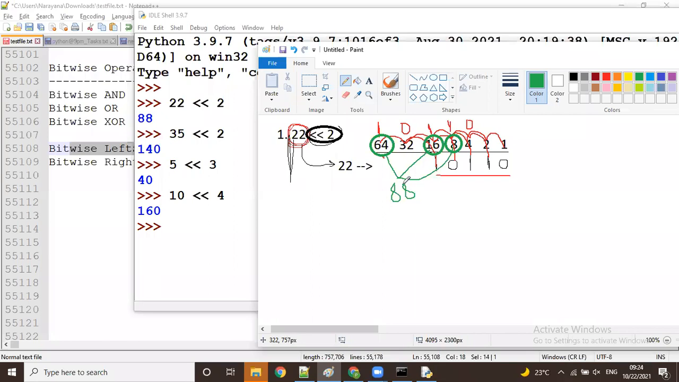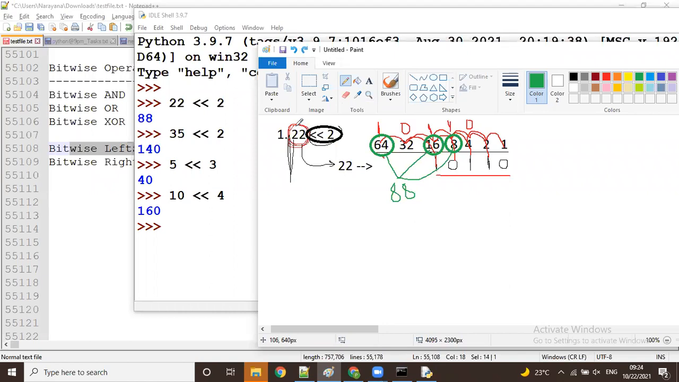How to work with the left shift operator? Left shift means moving: left shift 2 means moving 2 places left side. Left shift 3 means moving 3 places left side. Left shift 10 means moving 10 places left side. Okay, now let's go with one more example, guys.